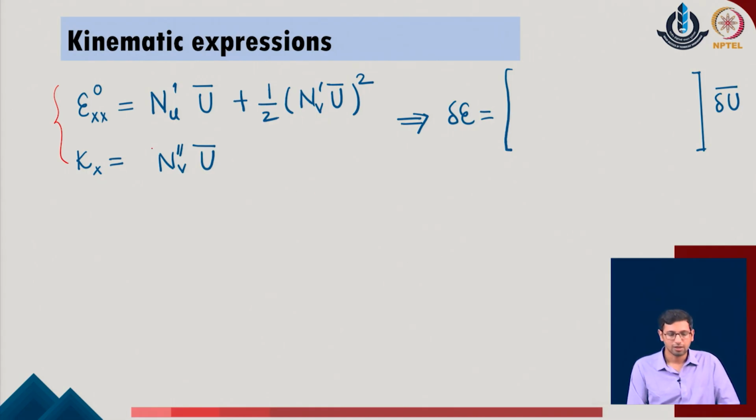With this idea, if I consider the first one, epsilon x, the variation in that, so the first parameter n u prime, I understand that this is all a function of x, it does not have any displacement parameter. So, it can be written as it is, n u prime into del u bar. So, that has been taken outside in the given system.